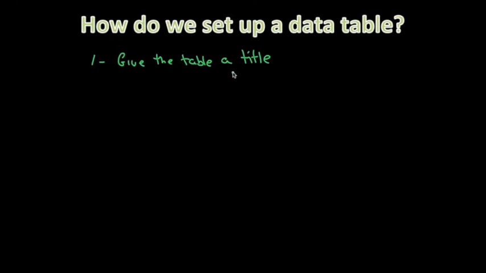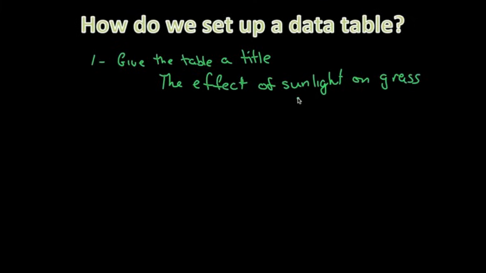For example, if our problem was, how does sunlight affect the growth of grass? The title of our data table might be the effect of sunlight on grass growth. The second thing to do when setting up a data table is to identify the variables.